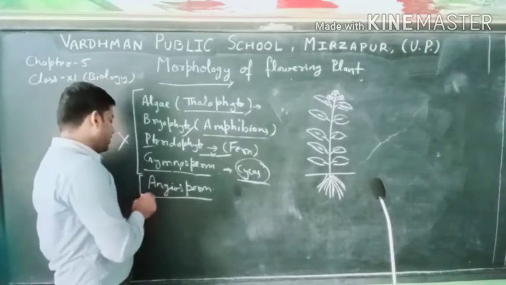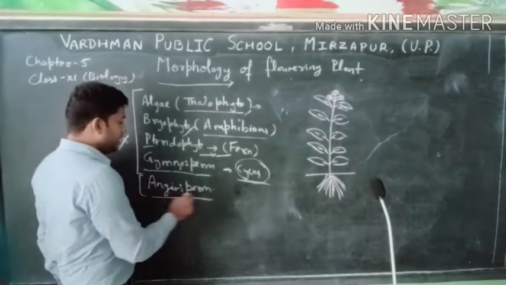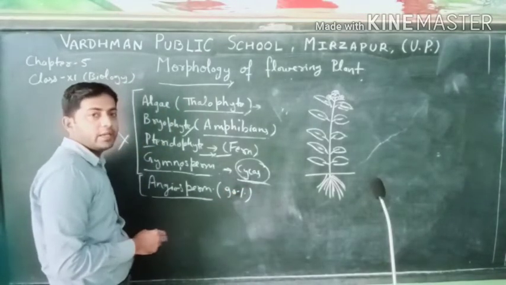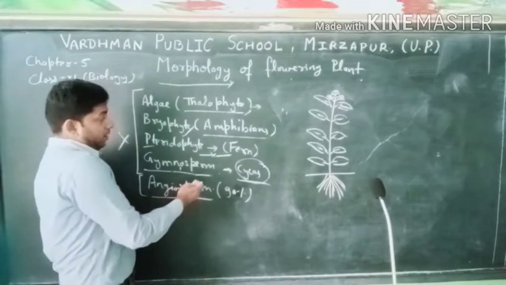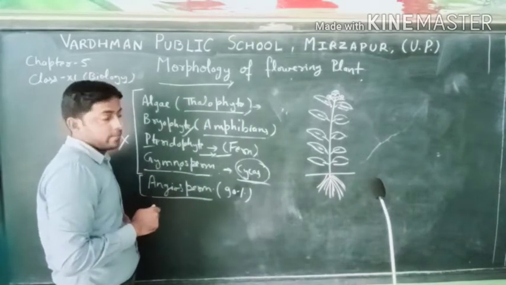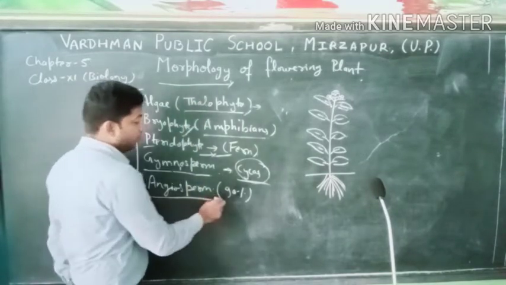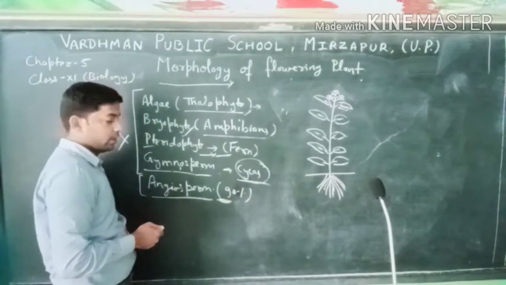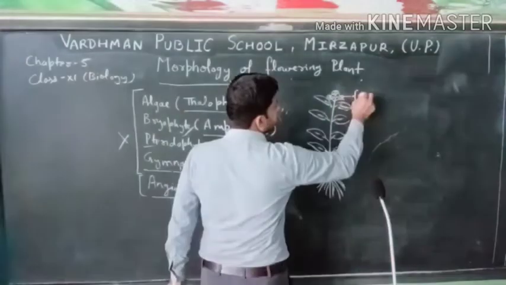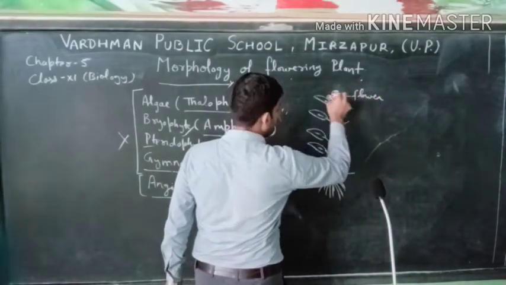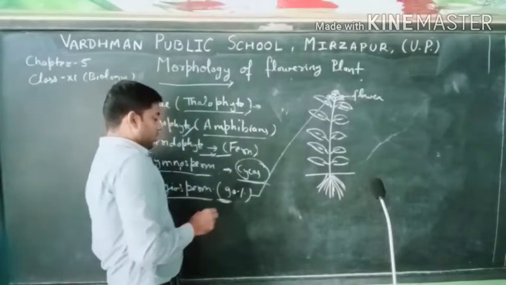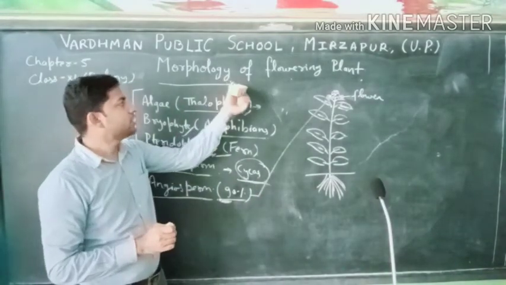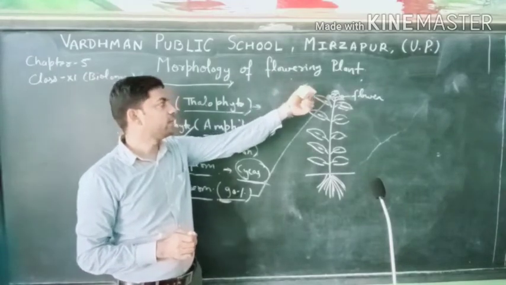The reason behind this is that more than 90%, 90 to 95%, of the plants in the environment are angiosperm plants, except for the other plants. These are the flowering plants, because here we find the flowers. Due to the presence of such a large amount, we discuss the morphology of flowering plants.